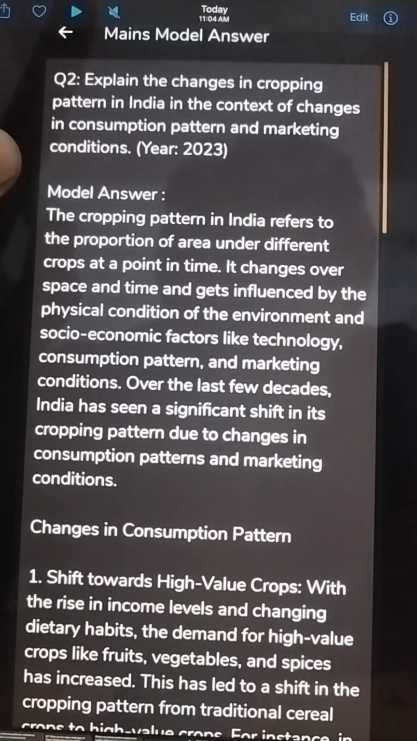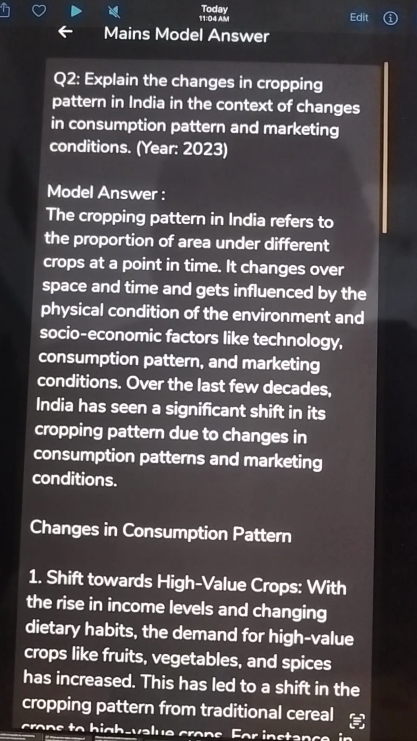Then: explain the changes in the cropping pattern in India in the context of changes in consumption patterns and marketing conditions. The cropping pattern in India refers to the proportion of area under different crops at a point in time.